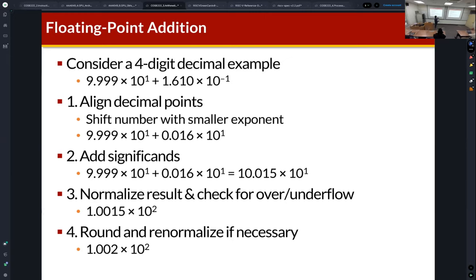In this case, we can calculate this fraction part, right? So then we add this fraction part. The fraction is called the significand. So we also perform the addition for the significand part, and we can calculate the result.